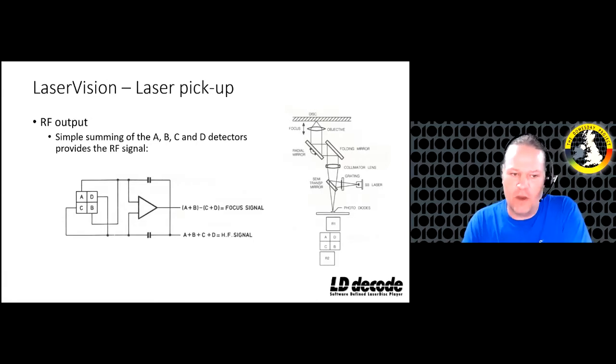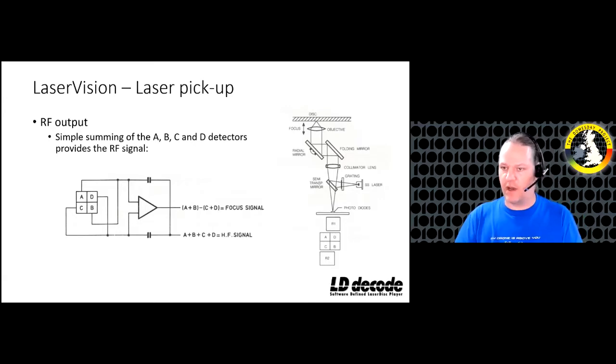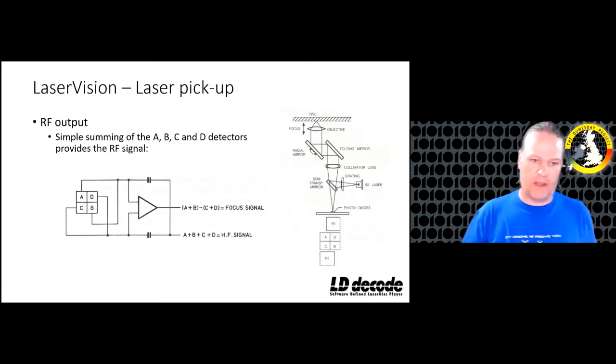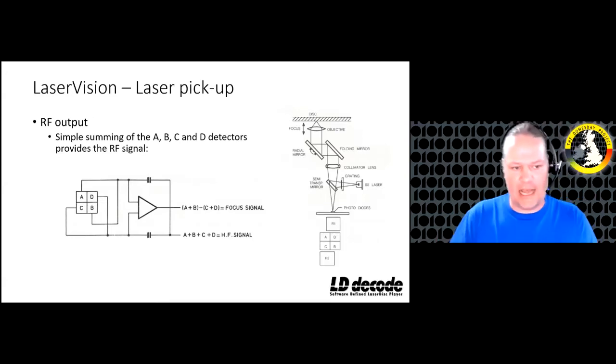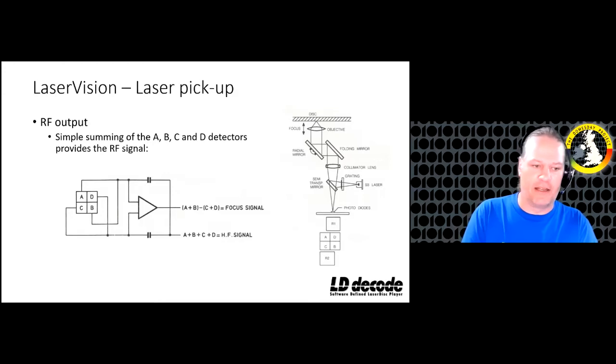So there's quite a lot in the player that has to be set up correctly. And of course, a 30-year-old player will drift quite a lot over its lifetime. So it's quite important to understand how we actually go about calibrating these to get a good RF signal and what a good RF signal is.